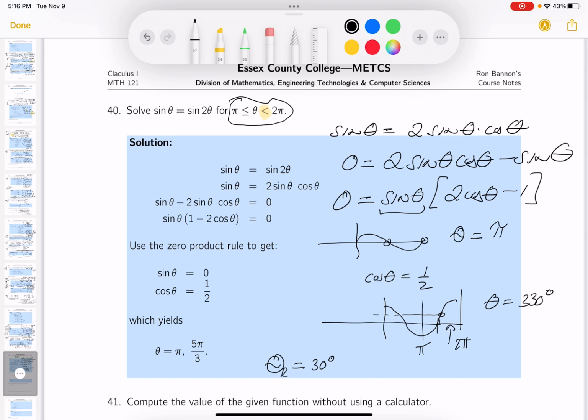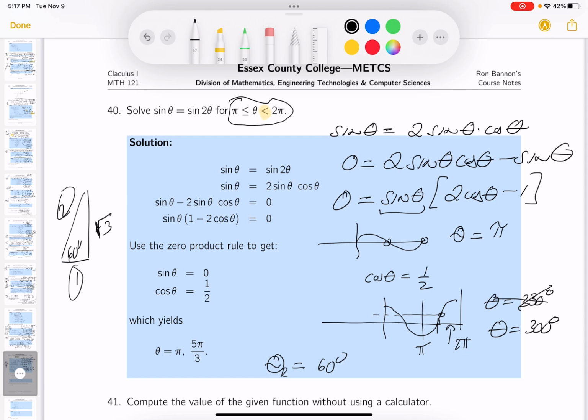And let me take a look at that. 330 degrees. Pi over 180. I think I made a mistake here. Oh, you know what? I did make another mistake. It's not 30 degrees. The reference is 60. Let me go through that. And I'm sorry about that. I should have drawn a picture for you. Cosine, 60 degrees. Sorry about that. So what's the angle going to be? Not 330. It's going to be 300. Sorry about that.